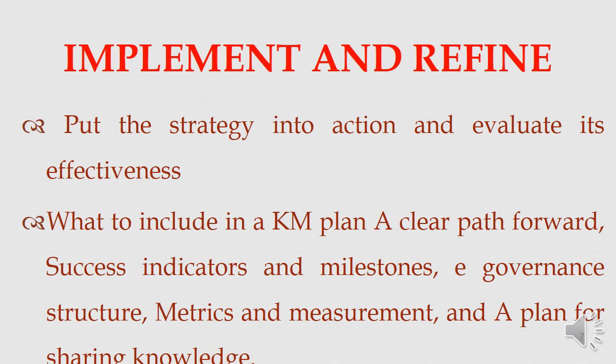What to include in the knowledge management plan is a clear path forward, what should be done, the success indicators and milestones, then governance structures, what is to be implemented, then the metrics and measurements. So what are the ways you can measure it? You should have clear metrics and a plan for sharing knowledge.